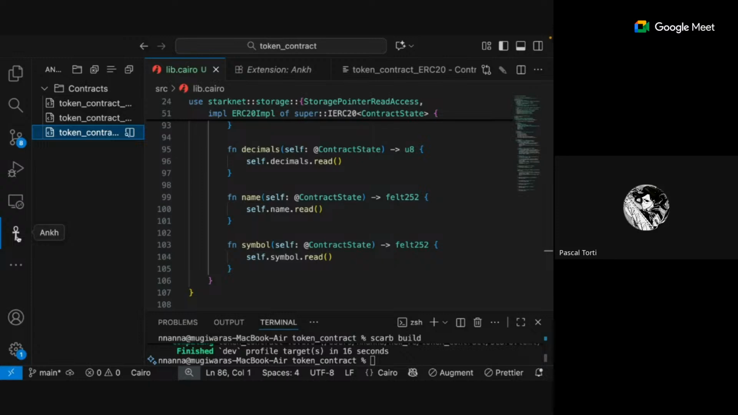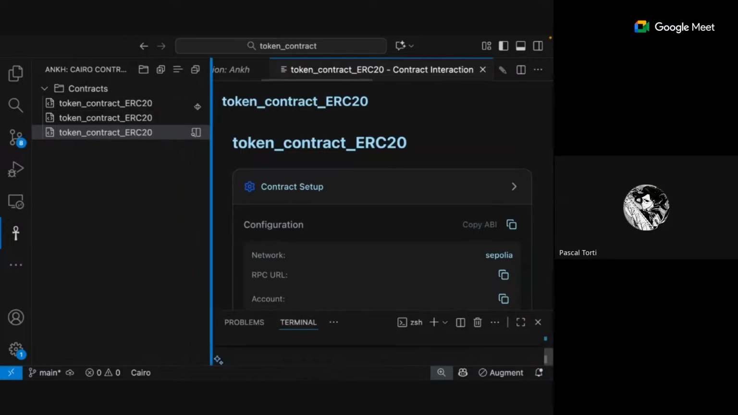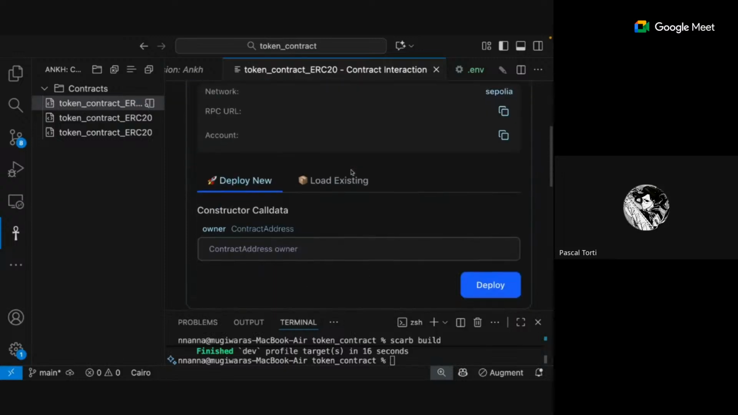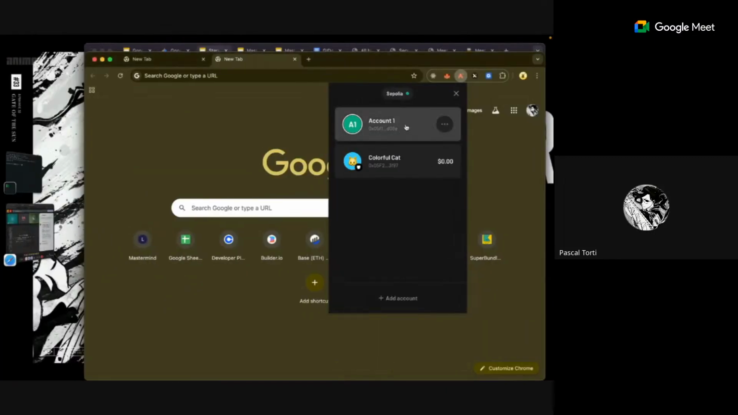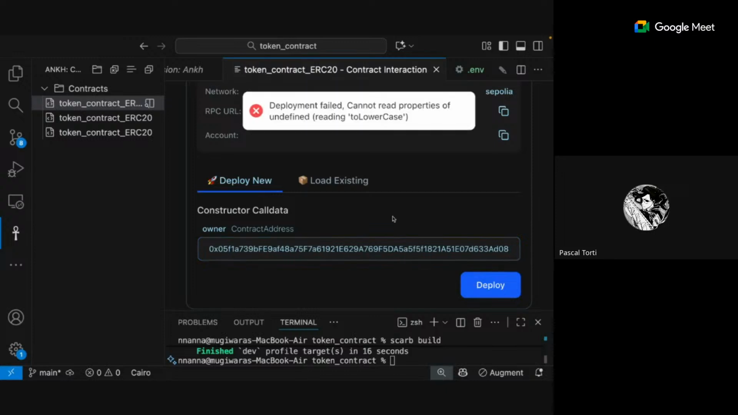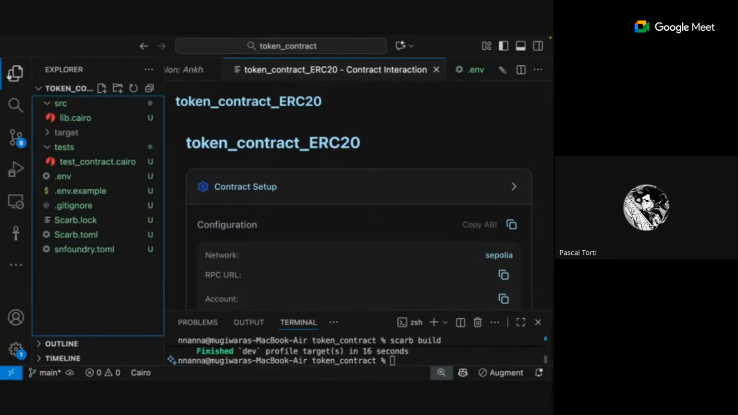Where should I go? So you want to use the owner. Let's see this. Yeah. The root.